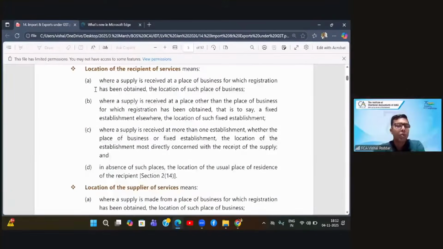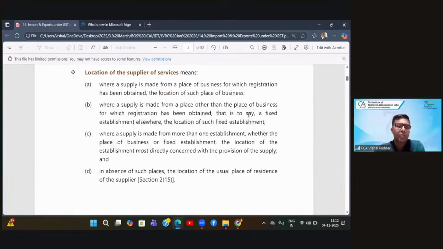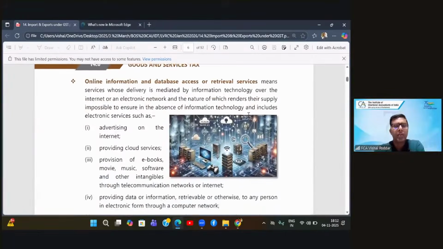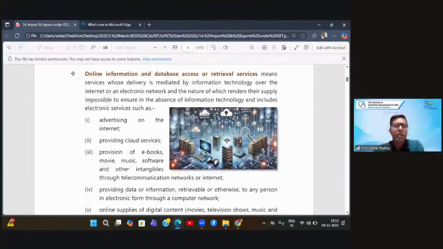Now, location of recipient, location of supplier, I'm not reading this. We have already dealt with it in detail when we dealt with place of supply. Now, what is this? Online information and database access or retrieval services.